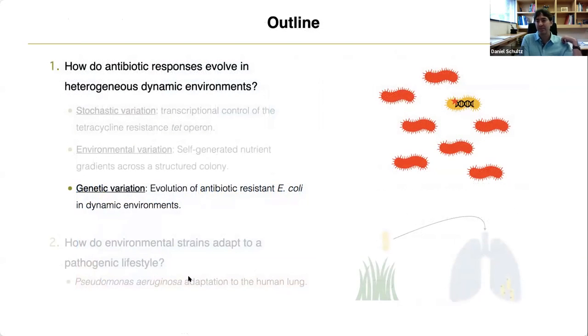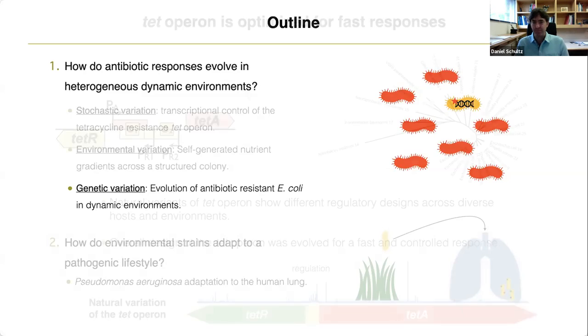Okay, so the last mechanism of variability that we're going to look at is genetic variation. In an isogenic cell population, this can happen because of mutations, recombination, etc. So here we're going to look at the evolution of tetracycline resistance in E. coli in different dynamic environments to see how these bacterial populations can learn how to regulate their responses according to the environment that they're in.